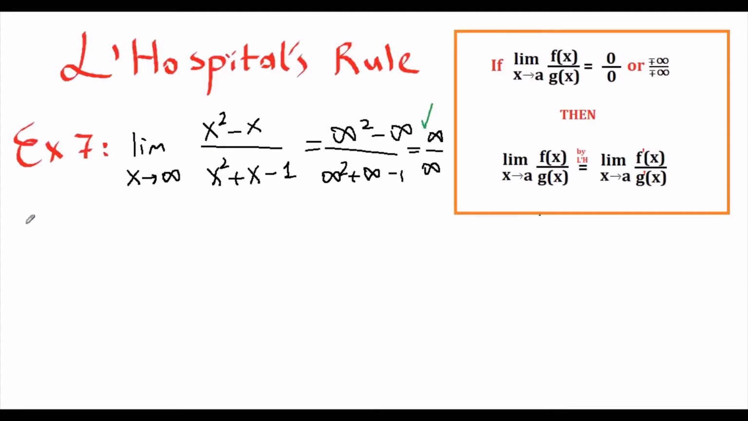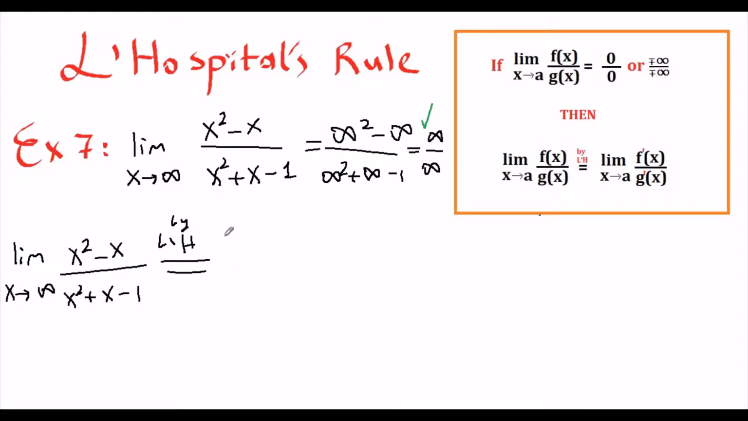So now we can use L'Hopital. Limit as x is approaching infinity of (x squared minus x) over (x squared plus x minus 1) is equal to, by L'Hopital, limit as x is approaching infinity of the derivative of the top over the derivative of the bottom. Derivative of x squared is 2x, derivative of x is 1, derivative of negative 1 is 0.